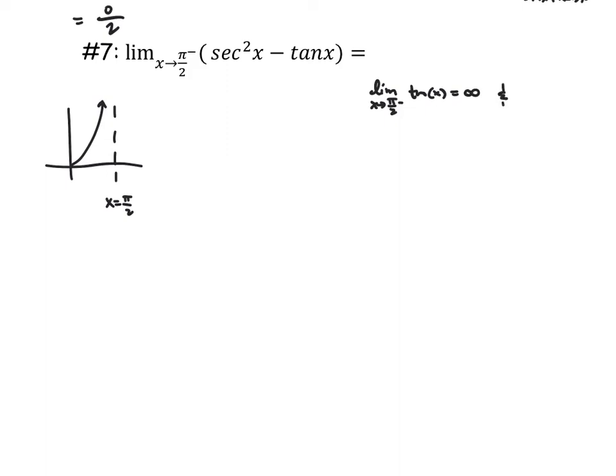Okay, let's look at secant squared. Well, secant squared is closely related to cosine. Cosine has a 0 or an x-intercept at pi over 2. Therefore, secant would have a vertical asymptote there. Thus, secant would approach infinity. Therefore, secant squared would also approach infinity as x approaches pi over 2 from the left.